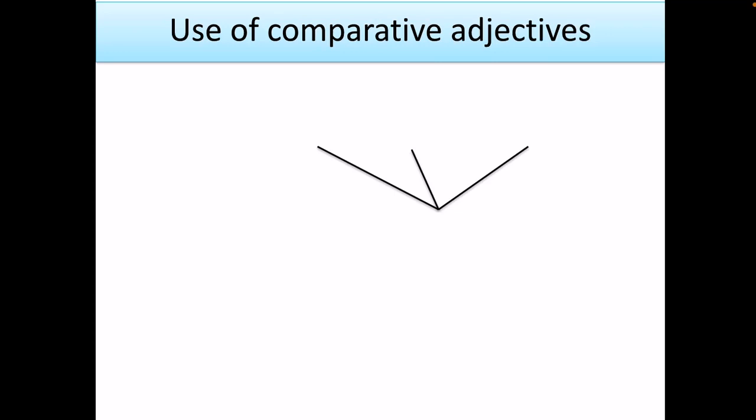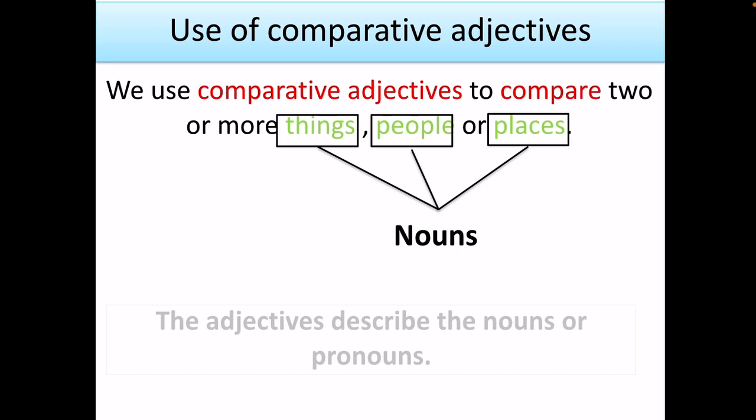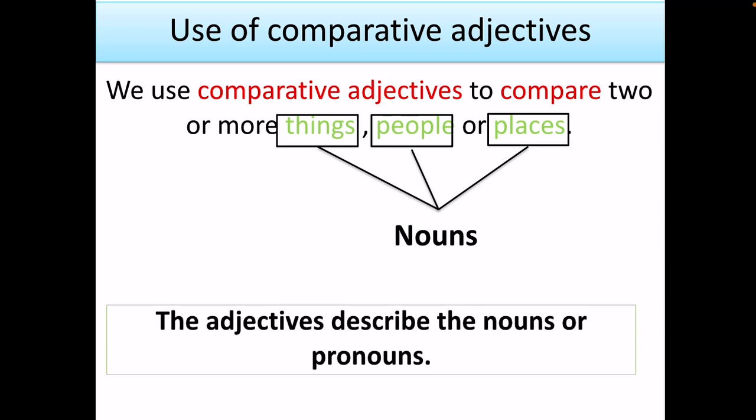The use of comparative adjectives. We use comparative adjectives to compare two or more things, people, or places. Things, people, places, they are all nouns. Since we use the adjective to describe the nouns or pronouns, we use the comparative adjectives to compare between the nouns or the pronouns.